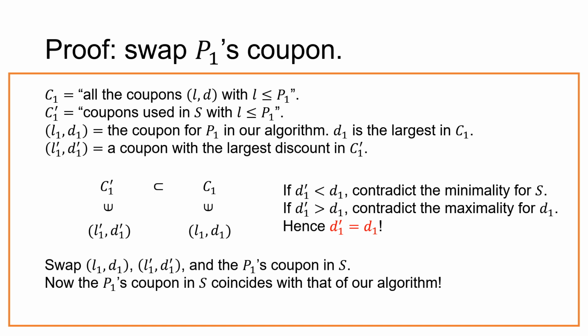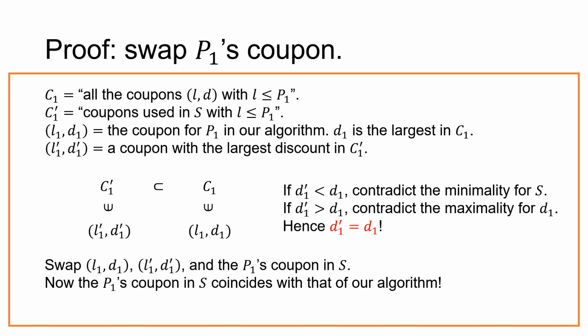If D1' were greater than D1, it would contradict the minimality of S, implying that swapping (L1, D1) and (L1', D1') would lead to a lower total expense. Likewise, if D1' were less than D1, it would contradict the maximality of D1. Therefore, we conclude that D1' equals D1.